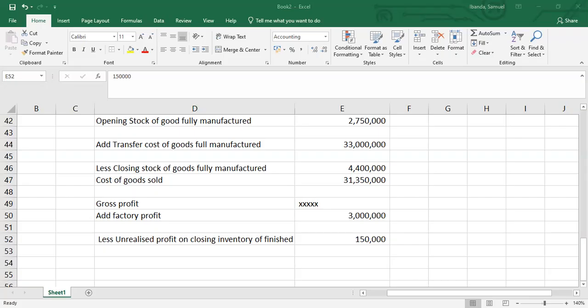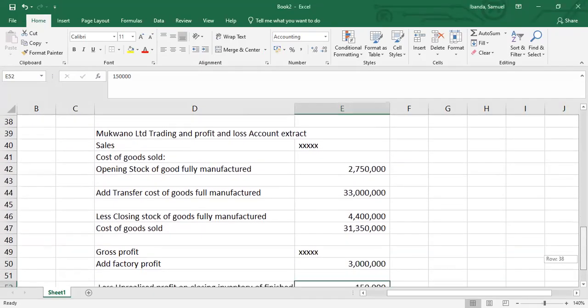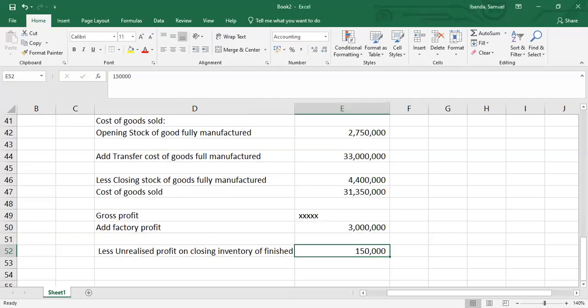Since it's an extract, we shall basically end where we have ended, okay? We shall end there because it's an extract. The reason why they ask for an extract is that the examiner wants to know if you know how to put such items into respective accounts. That is what I wanted to highlight before we start on something new, okay?